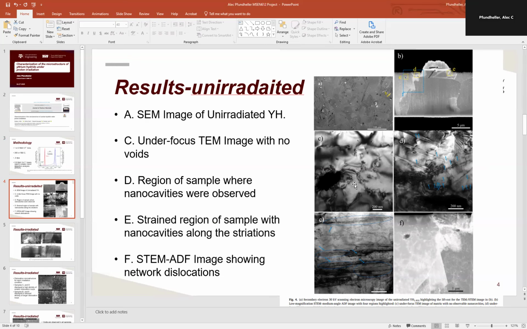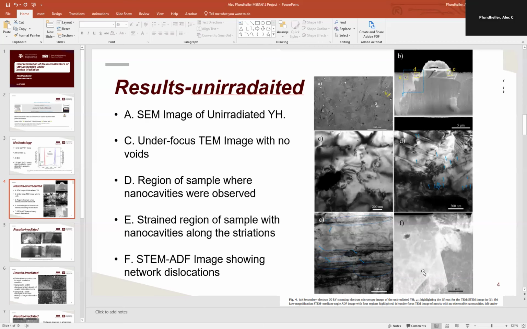So you can see in C, this is an under-focused TEM image with no voids or nanocavities. But once you move on to D and E, you can see regions of the sample where there are nanocavities. These small white dots, probably hard to see from your perspective, are nanocavities. And in E, on these little striations, you can also see some voids or nanocavities form along them. They said this is a result of the manufacturing process of the yttrium hydride.